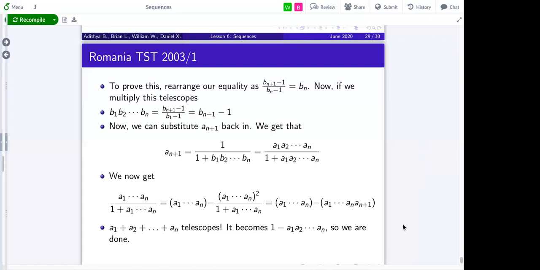Yeah, so the second equality just comes from the fact that the second term is going to be the product of the first n terms. And then once we take out those first n terms, what we're left with is a1 times a2 all the way to an over 1 plus a1 times a2 all the way to an. And now we substitute back in the recursive form, which is equal to a of n plus 1. So it's the product of the first n terms times a of n plus 1, which is the product of the first n plus 1 terms.